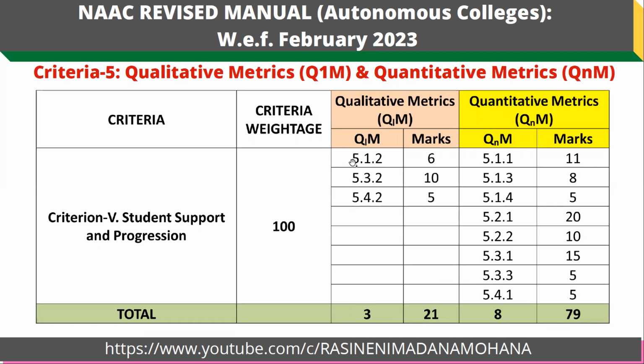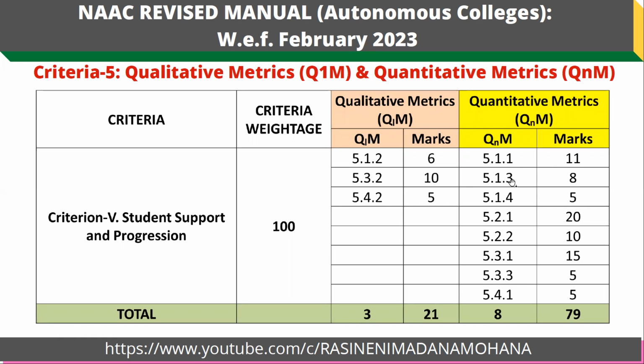The first qualitative metric is 5.1.2, weightage is 6. 5.3.2, weightage is 10. 5.4.2, weightage is 5. 3 qualitative matrices with total weightage 21. Then the first quantitative metric is 5.1.1, weightage is 11.